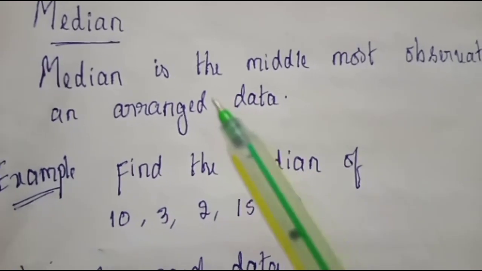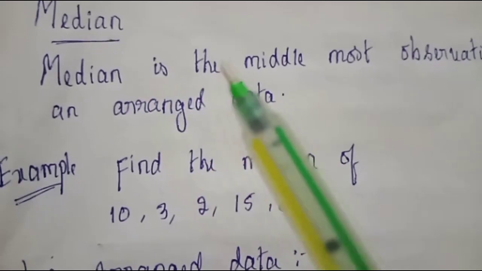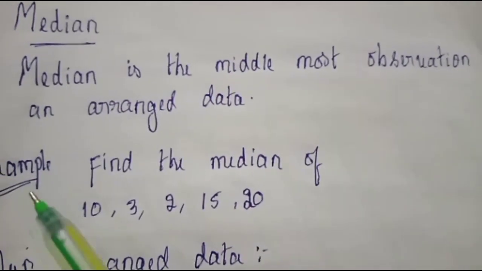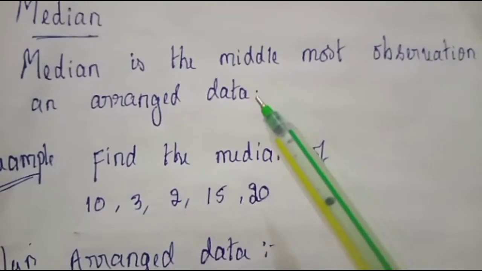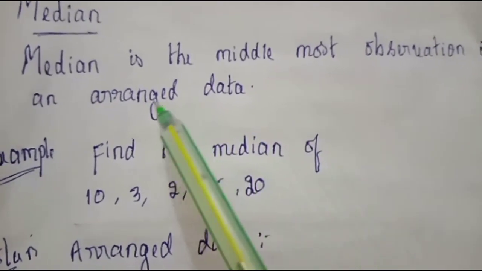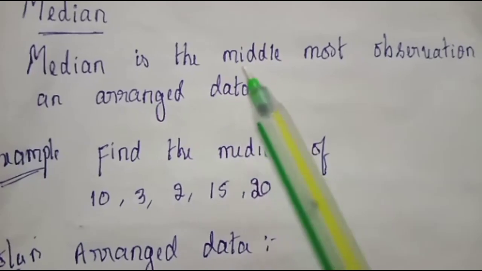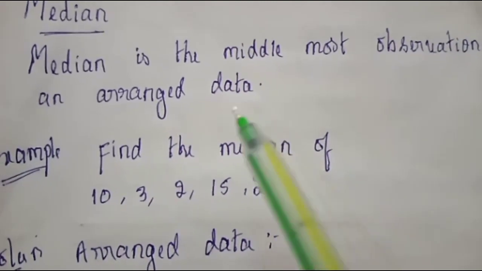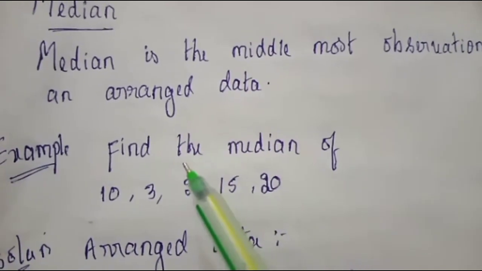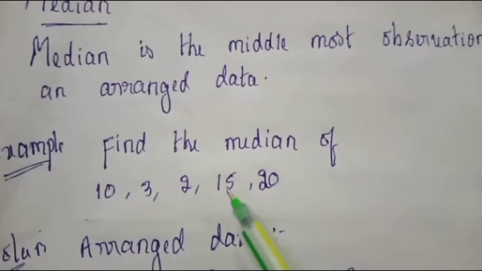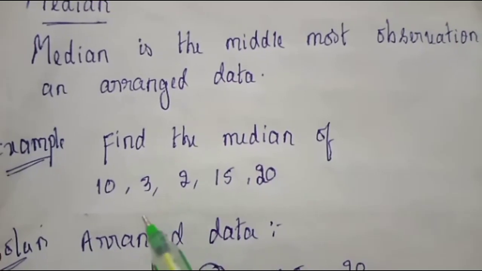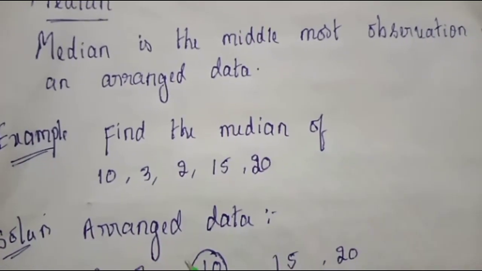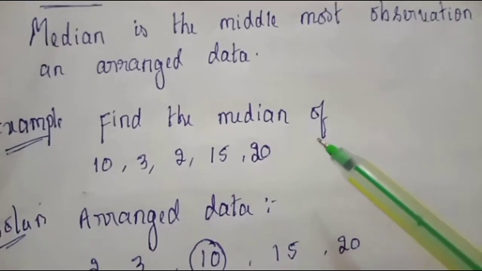What is median? As you know, median is the middlemost observation in arranged data. Note, it is very important that the data should be arranged. But in the case of mean and mode, it is not necessary to arrange. In the case of median, the data should be arranged in ungrouped data in one proper order, that is either ascending order or descending order.